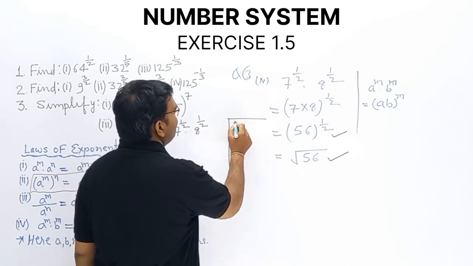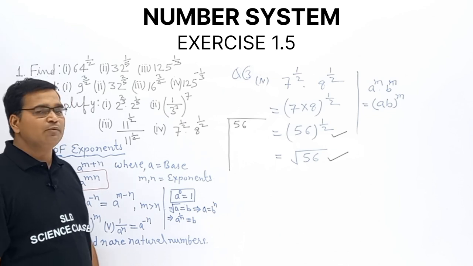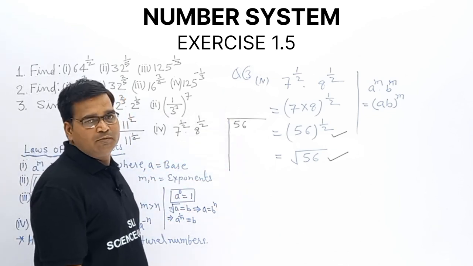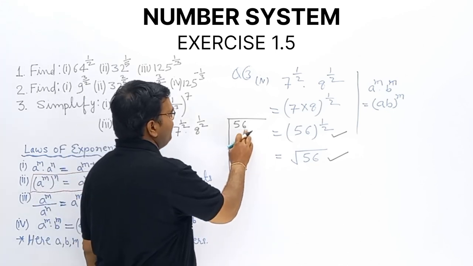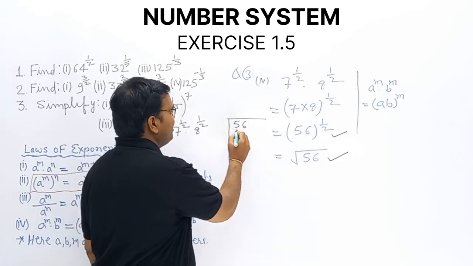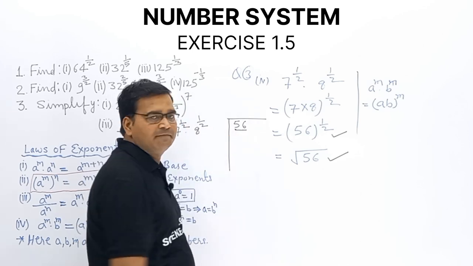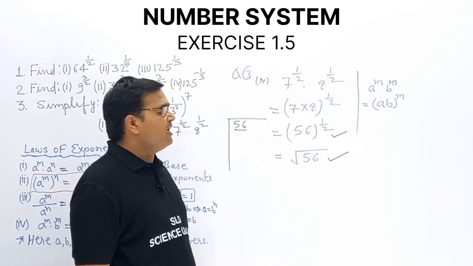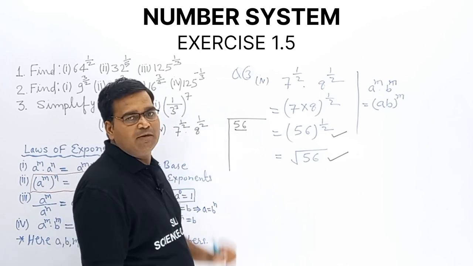What number do I have? 56. I want its root. So how will we solve? I am putting 56 there. Now make 2-digit pairs. I am making pairs from the right side. Here we have only 2 digits, so only a single pair will be there. If we have more than 2 digits, then we pair from the right side. Now there is only a single pair.